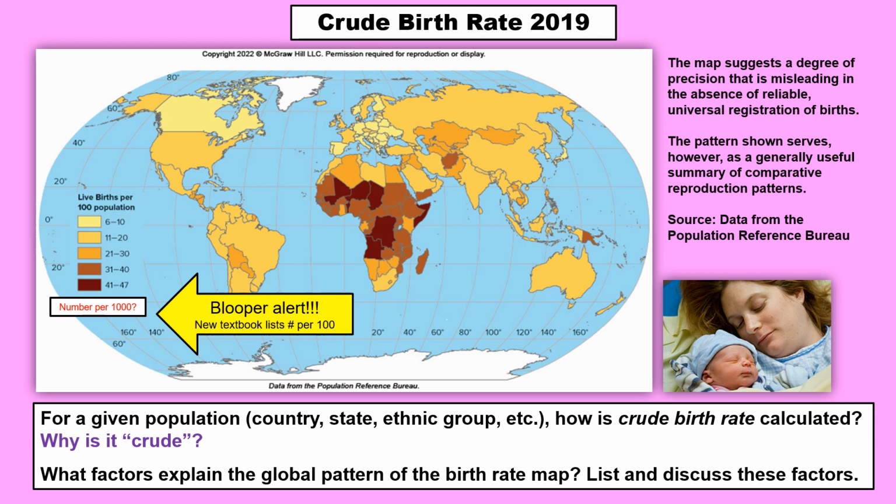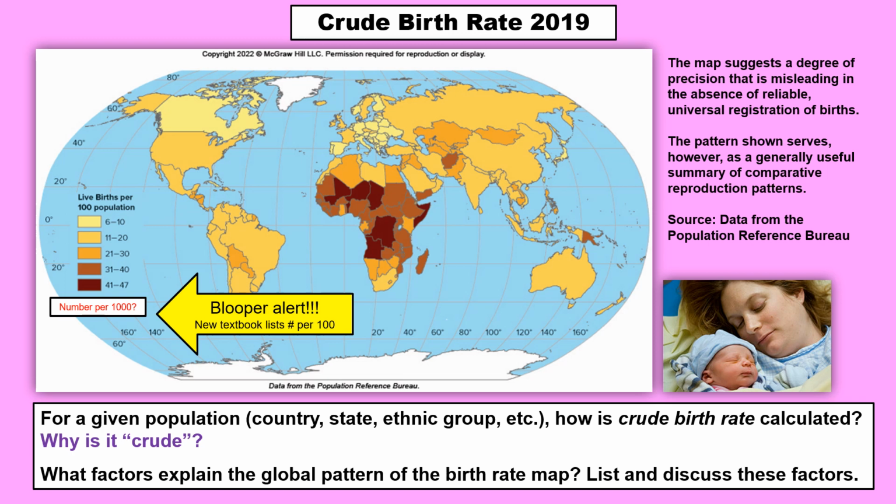All right, and you know what? I found a blooper on there. I don't know if they've corrected it in the ebook yet. I'd have to complain about that. There's a mistake in the legend. It says live births per 100 population. That's supposed to be 1,000. All right, that's not correct.